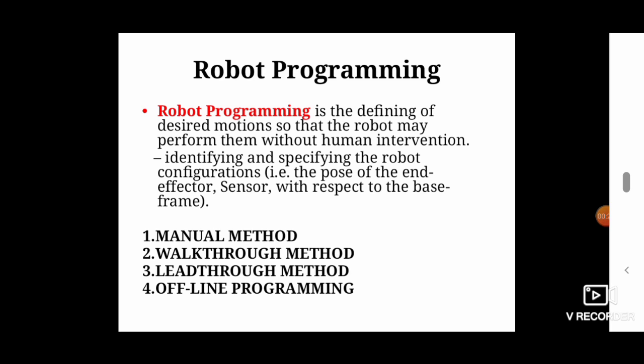Robot programming is defining the desired motion so that the robot may perform them without human interface. Means the robot should perform the desired motion or desired task without human interface. Identify and specify the robot configuration, that is the pose of the end effector sensor with respect to the base of the frame. In robot programming, there are four types of programming.